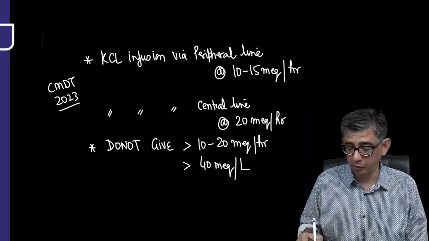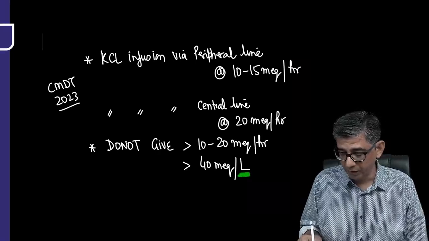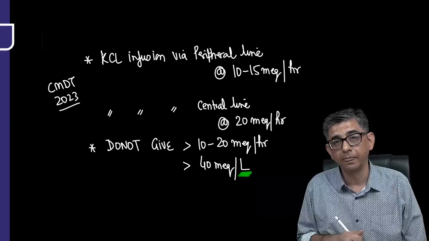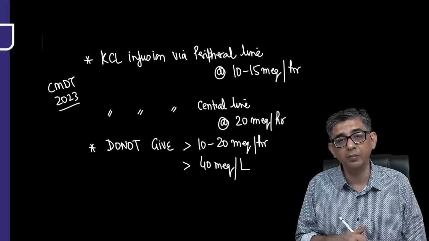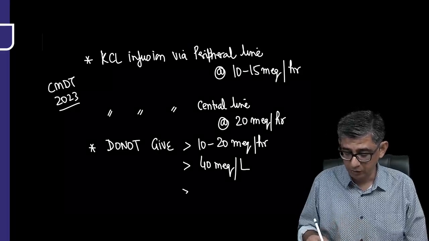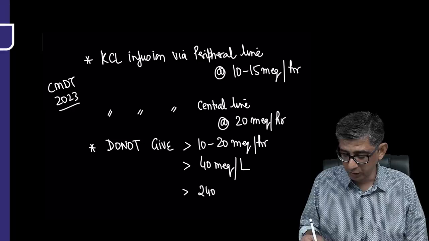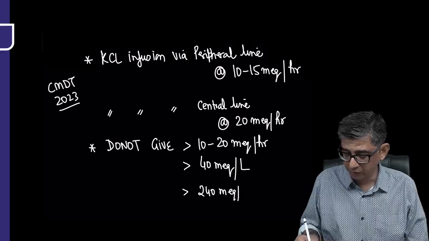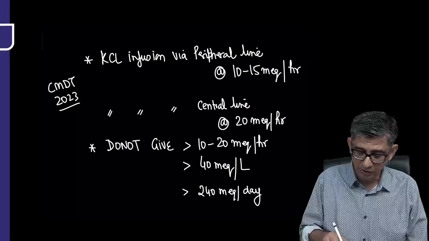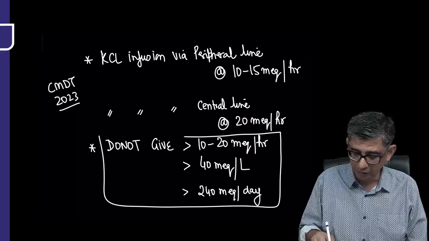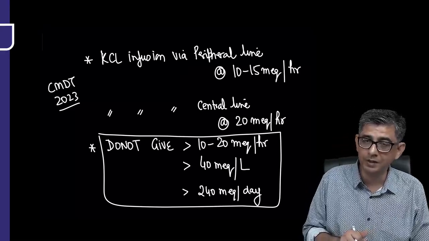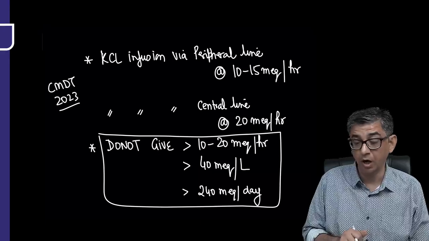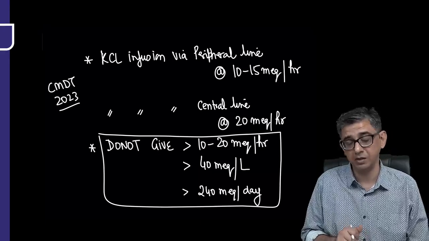But at the same time, I'm also telling you that to prevent over infusion, he says that the concentration should not exceed more than 40 milliequivalents per liter. They've also set this rule that do not give more than 240 milliequivalents on a 24-hour basis. These are three standard rules with respect to potassium infusion, which if respected, then the chances of phlebitis, life-threatening complications, and overcorrection can be minimized.